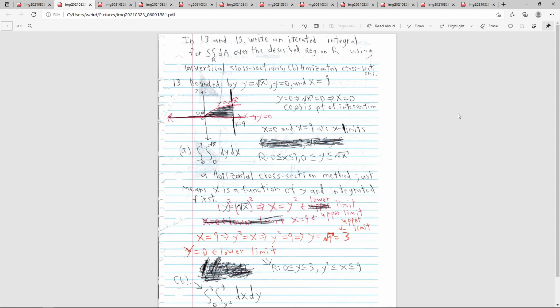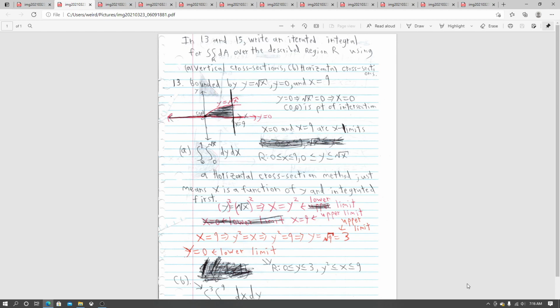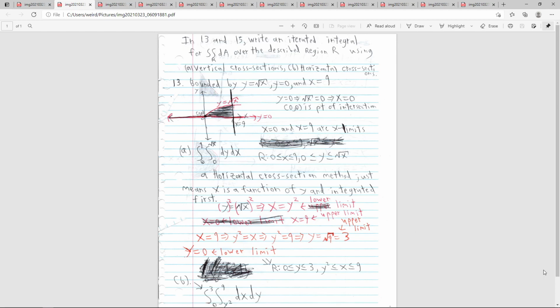Now it's time to do one where it matters more. We have to write an iterated integral for this simple area one over the described region R using vertical cross sections and horizontal. Those are basically your two types of double integrals when you're on the plane with x and y rectangular coordinates. You're going to have to choose if you want to do x or y focused, where y is described by x, or x described by y.